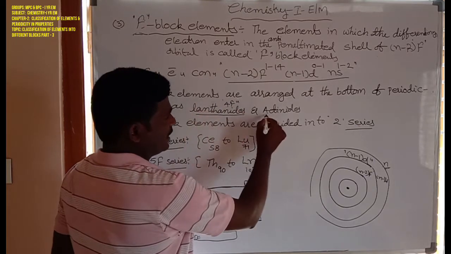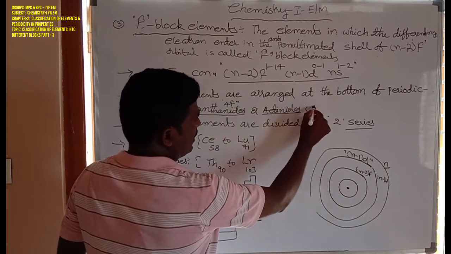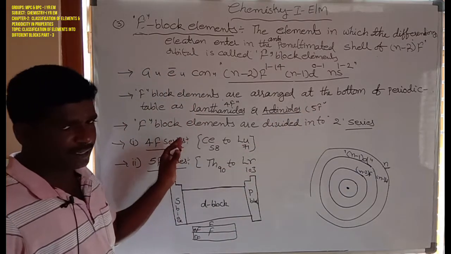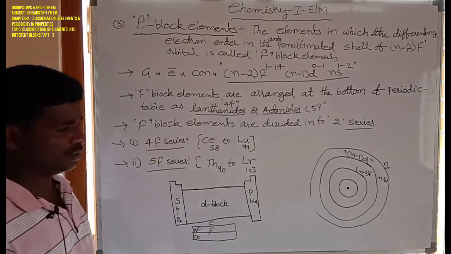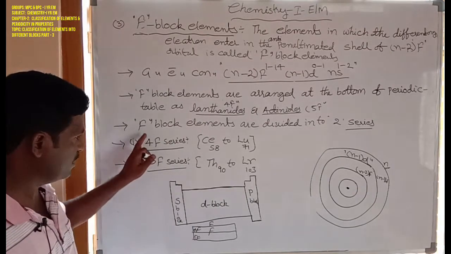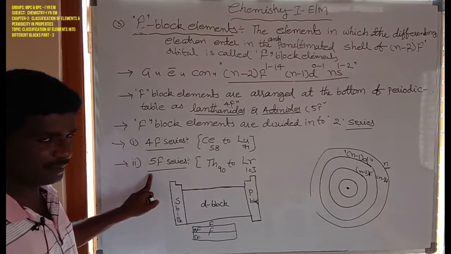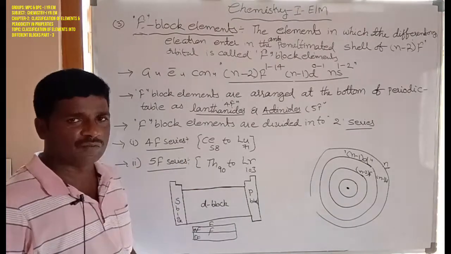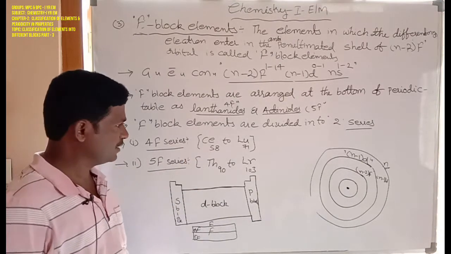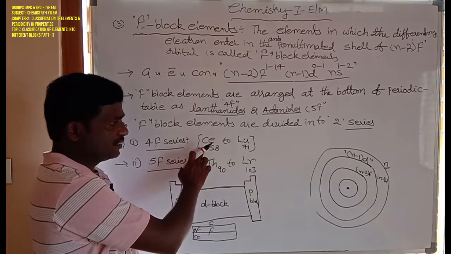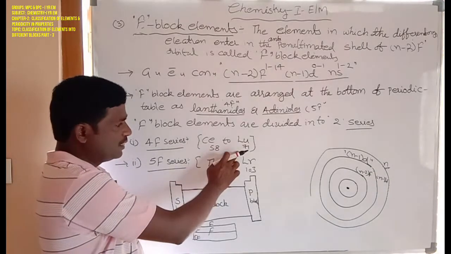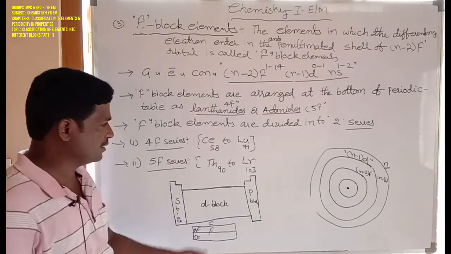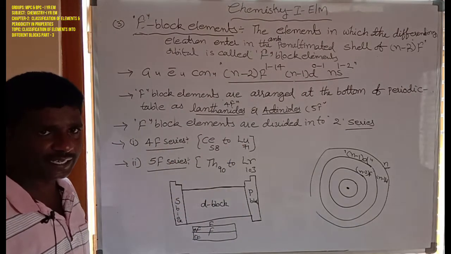The second one is the actinide series, also called the 5f series. The F block elements are divided into two series, the 4f series and the 5f series. The 4f series consists of 14 elements, starting with cerium and ending with lutetium. Cerium has atomic number 58 and lutetium has atomic number 71. That is the 4f series.